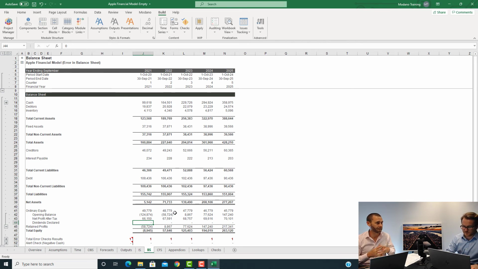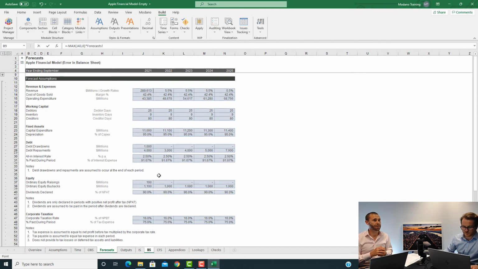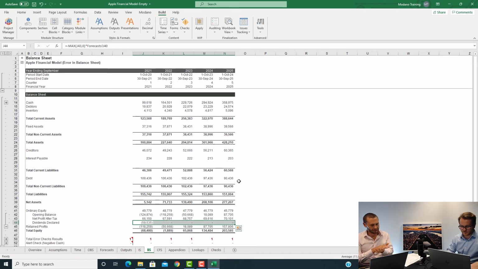If you haven't done so, obviously you've expanded those rows, so 42 to 44, and in J44 let's put equals negative MAX, the max function, which takes the maximum of open brackets J43, so the prior period net profit after tax, the maximum of that number and 0, so comma 0. So if that's negative, it will return 0. Multiply by, and then go to your forecasts and go to the 90%. That should give you a dividends declared number of 59,535. In that period, copy that across.